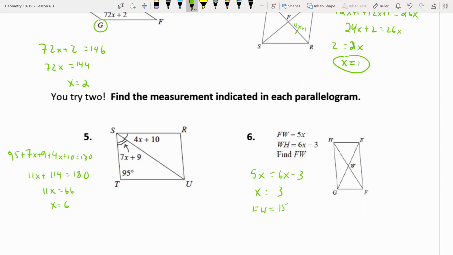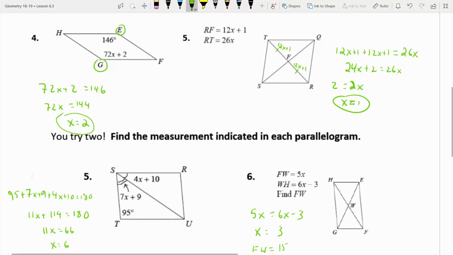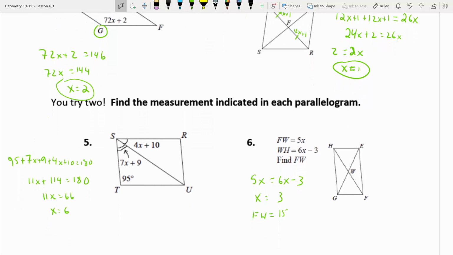All right, welcome back in. So if you look closely at the top, I got x equals 2 for my first one, and I got x equals 1 for my second one. And then the bottom 2 that you were to set up, they gave you angle T, and they gave you the components of angle S, which are consecutive angles. So we're going to have to add those and set equal to 180 degrees. And when we do that, we got x equals 6.